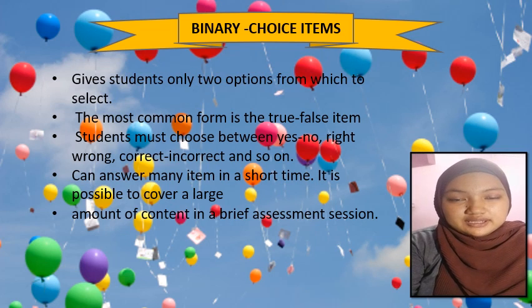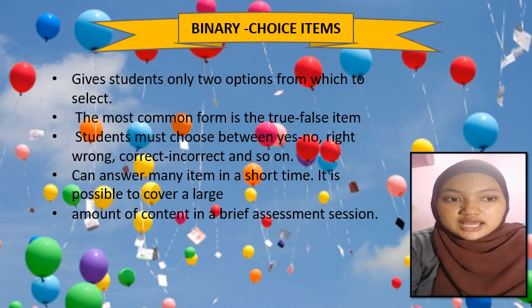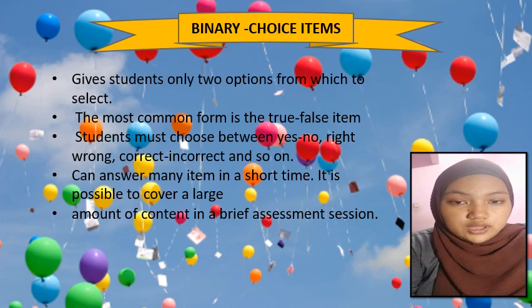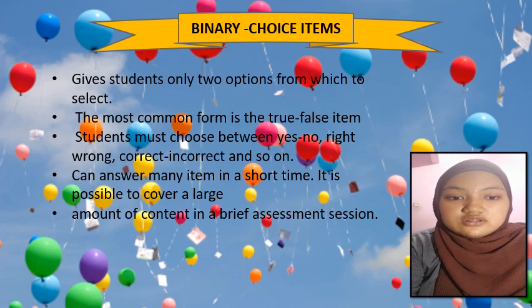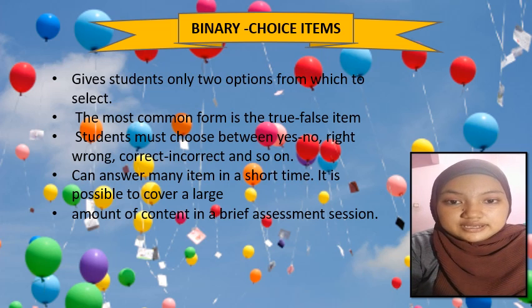I will explain about binary choice item. A binary choice item gives a student only 2 options to choose from. The most common form is true or false. Students must choose between yes or no, right or wrong, correct or incorrect, and so on. Through this item, students can answer many items in a short time. Binary choice items can be used to make a brief assessment to test students' understanding of what they have learned.